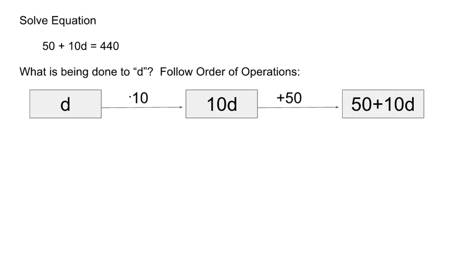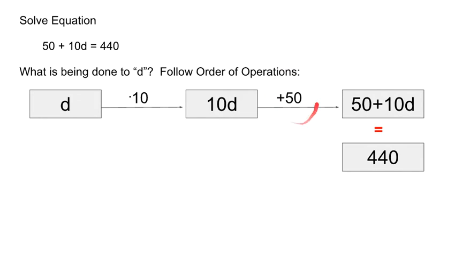But the equation tells us that 50 plus 10d is equal to 440. Those two things are equal to each other. So if we're looking for d, all we need to do is unwrap this number and unwrap that expression 50 plus 10d. In order to do that, we need to go in the opposite order and do the inverse operations. The last thing that was done right here was plus 50. So we're going to have to undo that.